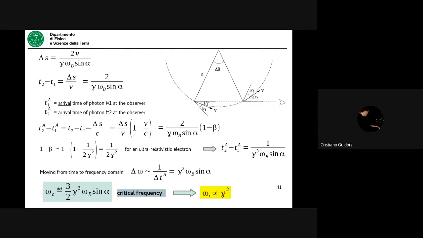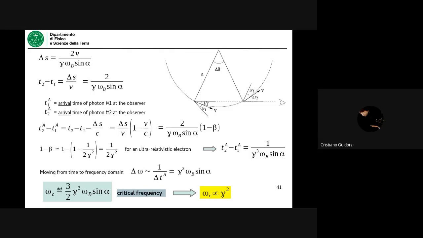The scaling of the critical frequency with the Lorentz factor is with gamma squared, because omega B scales as 1 over gamma. So the overall dependence of the critical frequency on the Lorentz factor is gamma squared. You have to know this. No way that when talking about synchrotron radiation you don't remember how the critical frequency scales with gamma. This is something that you have to know. Okay, so very, very important to remember this.